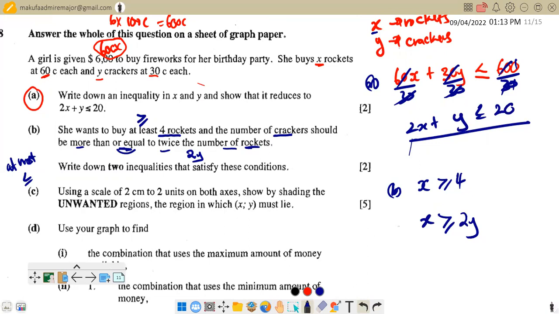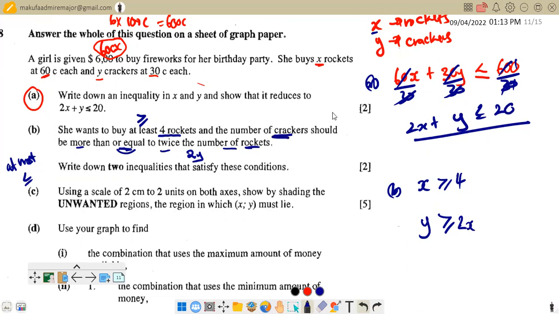So guys, I'm taking the wrong letter here. The crackers is what? The crackers is y. So this is your y here. I hope someone saw that one. Okay, what is now happening? So the crackers is y. The rockets is what? It's x. Rockets here is x. So it's greater than or equal to 2x. All right, now it can make sense here.